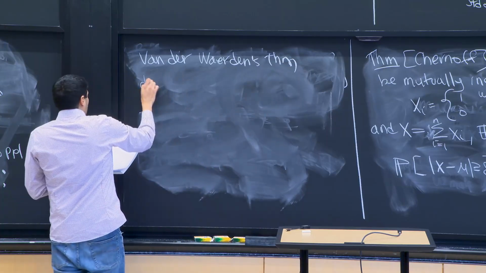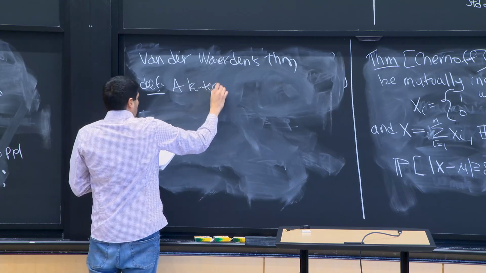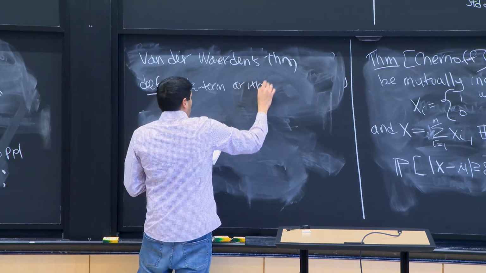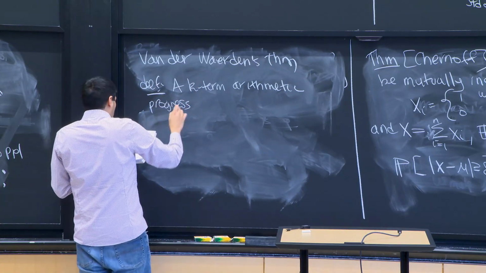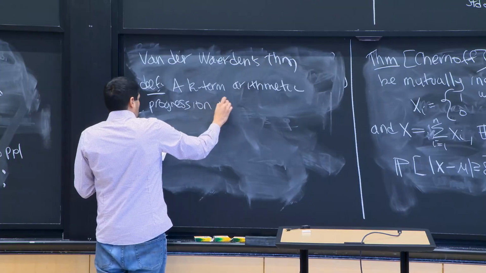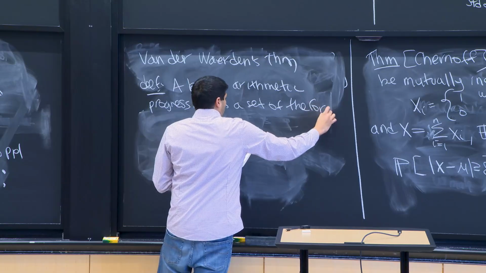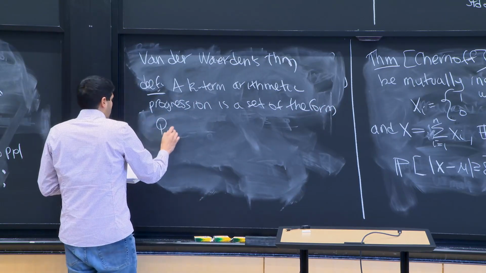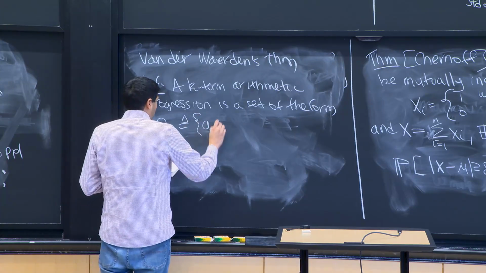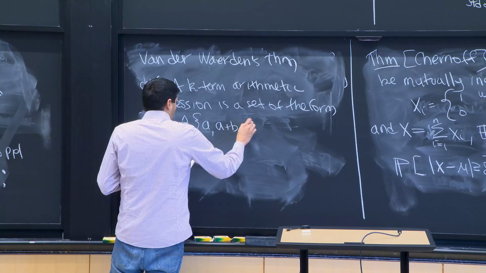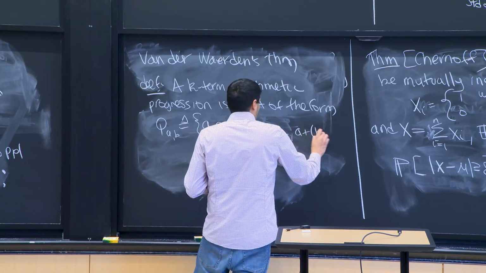So let me first give you a definition. A k-term arithmetic progression is just a very particular type of structured subset. It's a set of integers of the following form, and I'll call it Q sub AB because I'm going to use it later. It's a set of integers that looks like A plus B, A plus 2B, all the way up to A plus (k minus 1)B.